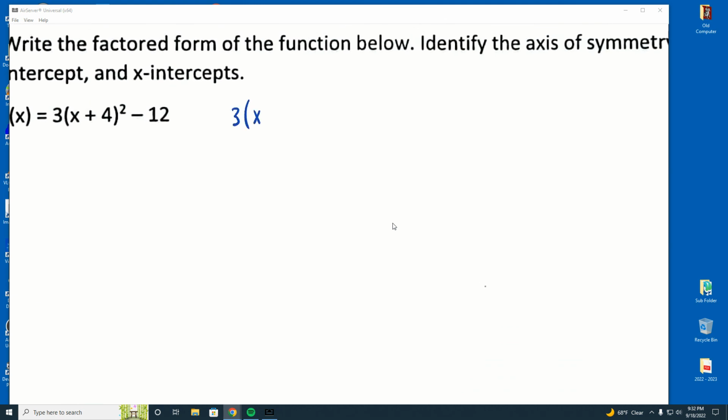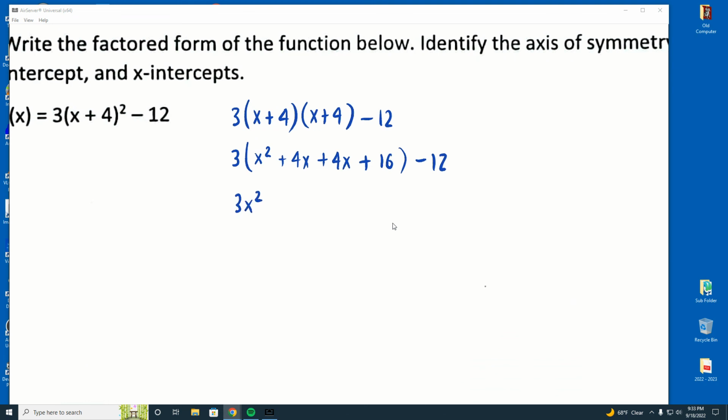So 3 times x plus 4 times x plus 4 minus 12. We're going to distribute x times x, x squared. x times positive 4, positive 4x. Positive 4 times x, another positive 4x. And positive 4 times positive 4 is positive 16. We're going to distribute the 3. That's 3x squared plus, I'm sorry, I forgot to do one thing. I'm so sorry. We're going to combine those like terms. That 4x plus 4x becomes 8x.